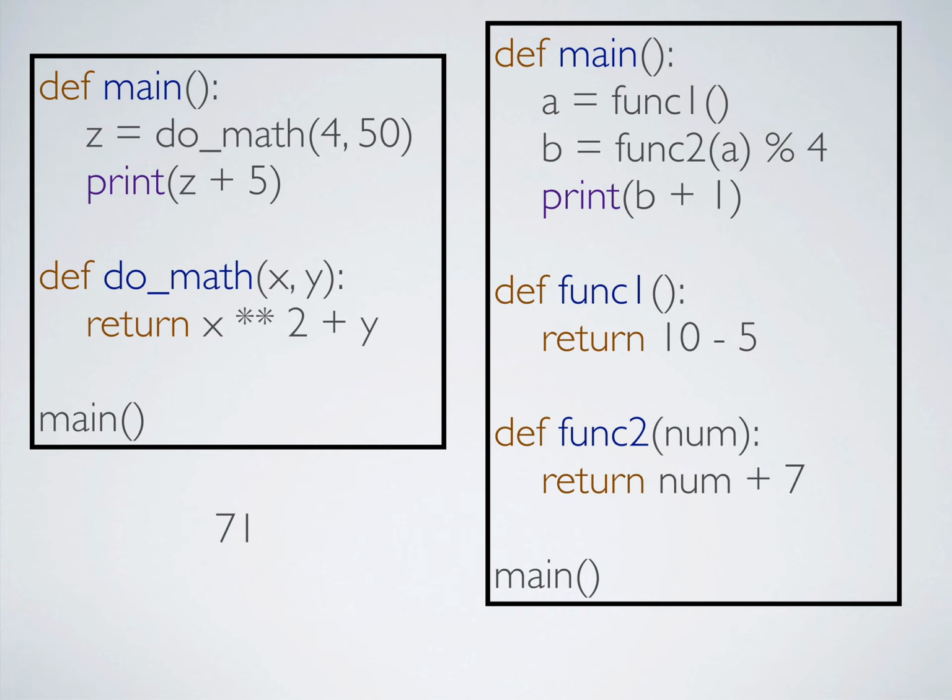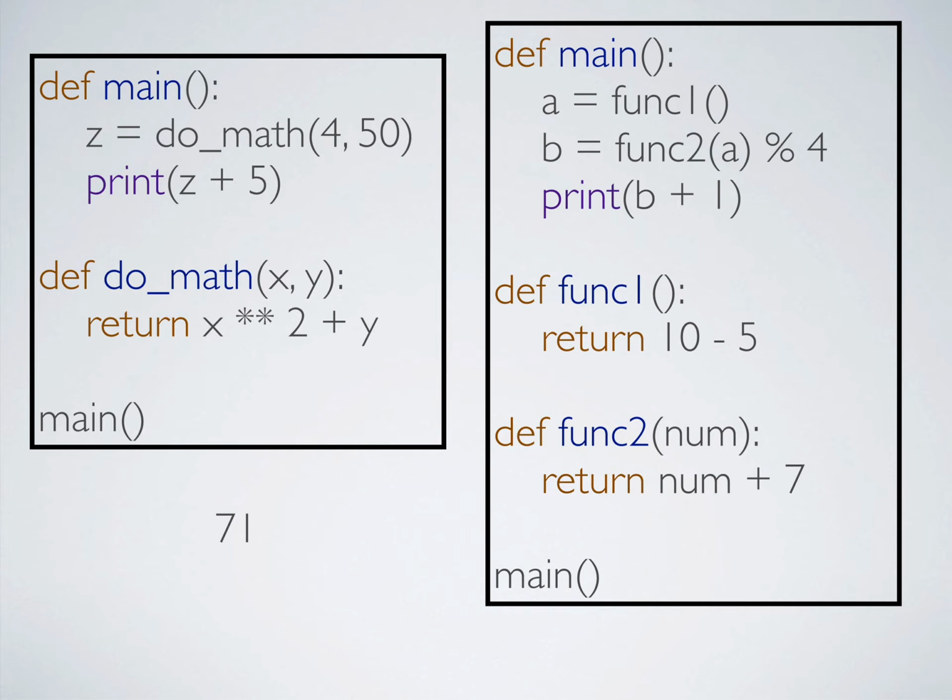4 and 50. When we make this function call, the parameter variable x gets the value 4, and the parameter variable y gets the value 50. So inside do math, x is 4 and y is 50, and we're going to return x squared, which is 16, right? 4 squared is 16, plus y, which is 50. 16 plus 50 is 66. So this return statement is saying return the number 66 to wherever you called this function do math.